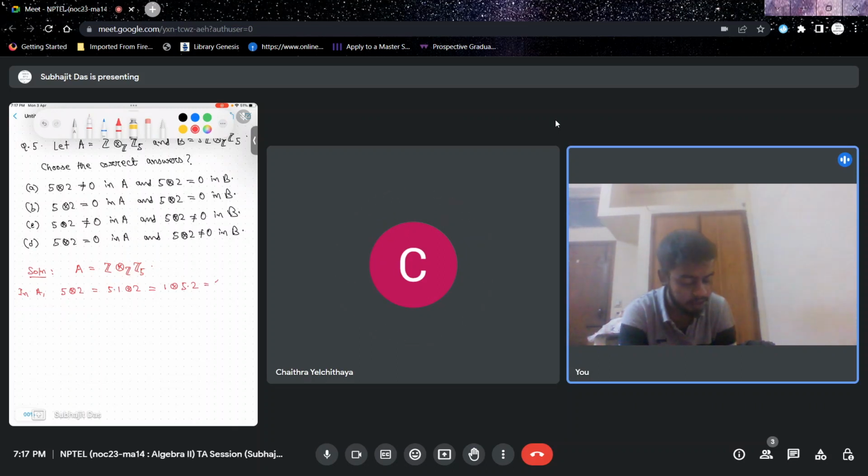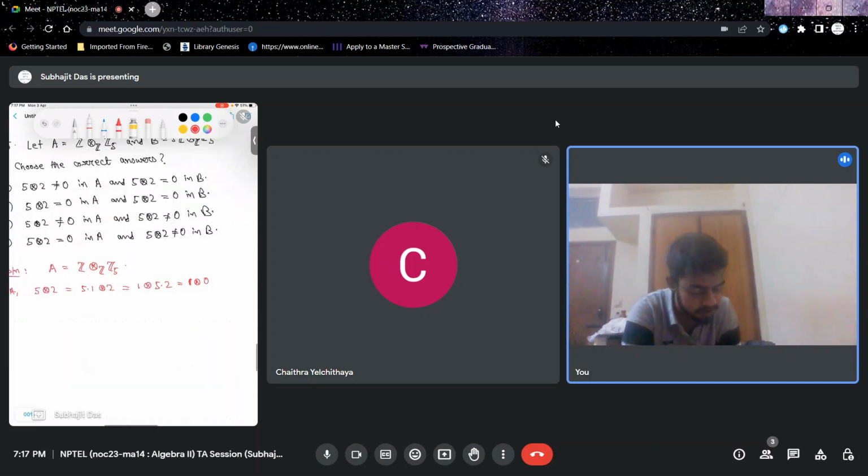And this is 1 tensored with 0, because 5 times Z5 is a torsion Z module, right? It's a torsion abelian group which is annihilated by the integer 5 in particular. So 5 times anything will be 0. So this is 1 tensored with 0, which is 0.